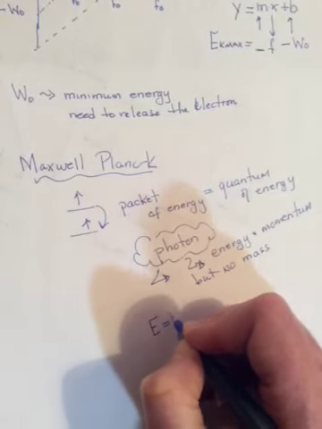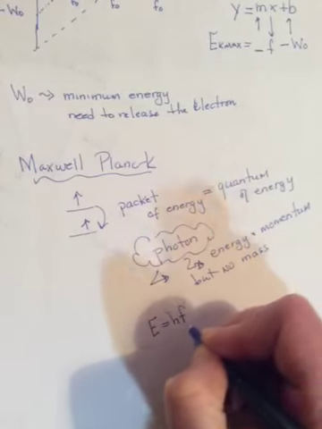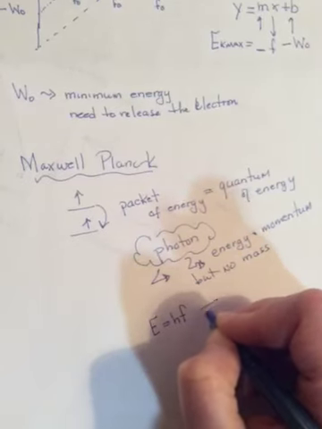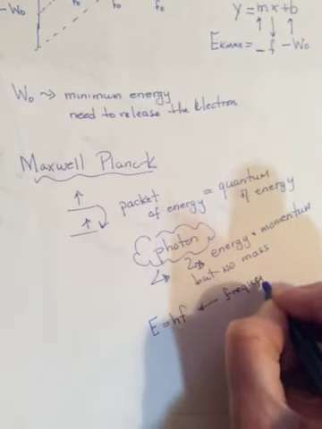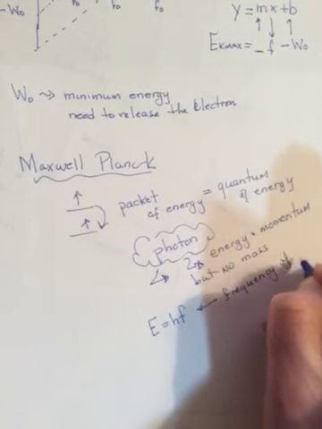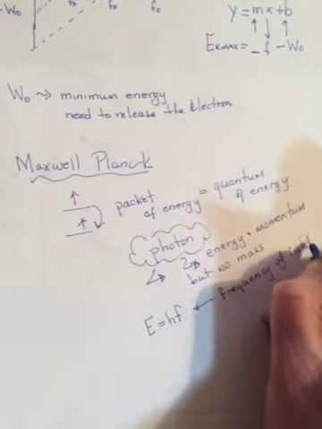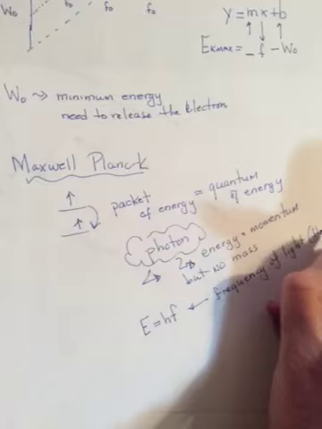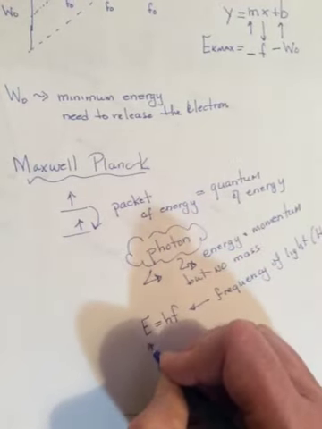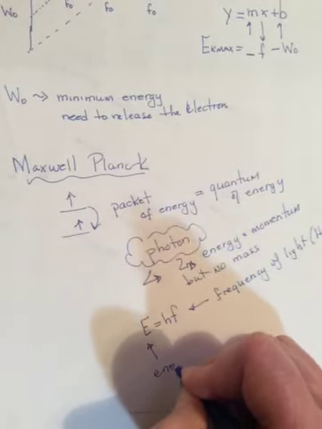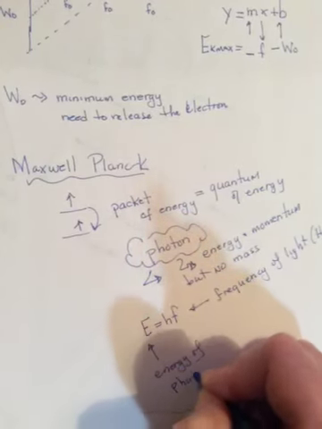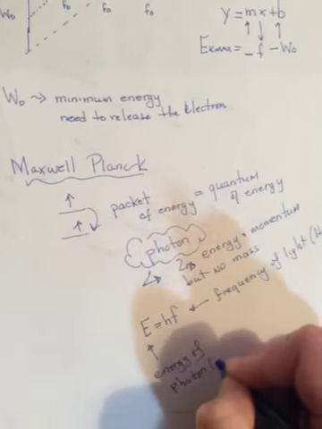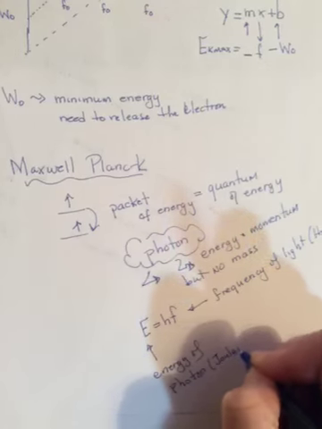a photon is equal to hf. Okay? So f is the frequency of the light. And of course, from grade 11, frequency is measured in hertz. And E is the energy of the photon. And usually in physics, we measure it in joules.